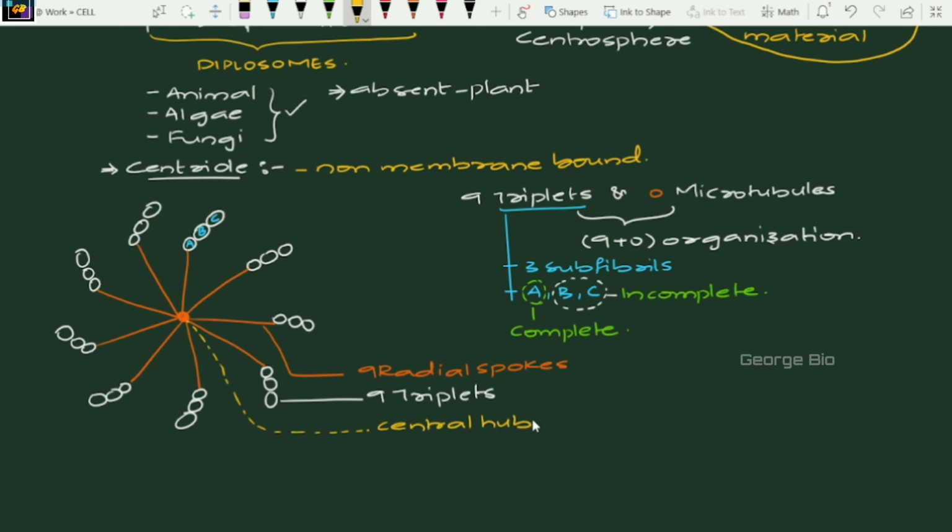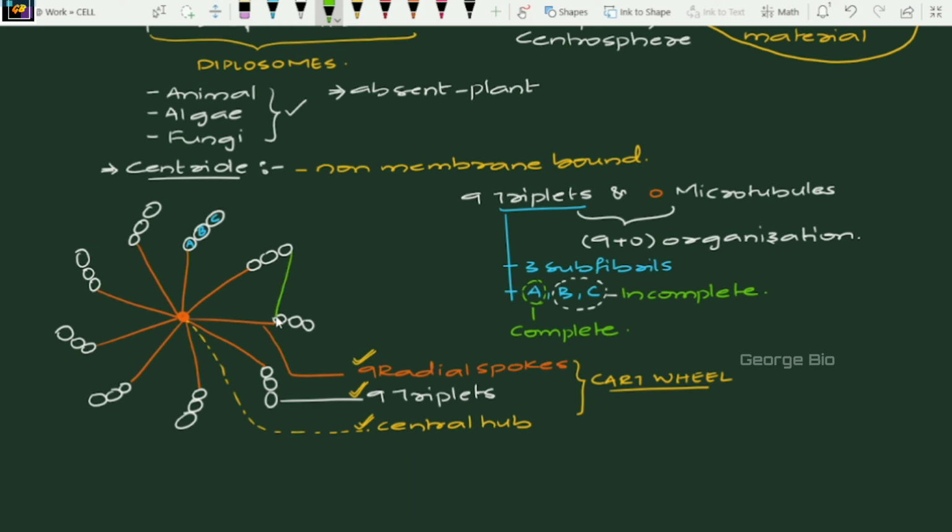Now this alignment helps in the formation of a complete wheel-like appearance, which is called the cartwheel appearance. The cartwheel appearance of the centriole is due to 9 radial spokes, 9 triplets, and 1 central hub. Altogether, they help in the formation of a cartwheel appearance of the centriole. Along with all these things, these 9 triplets are freely present as of now, but to make a complete tube of the centriole, they have to be united.